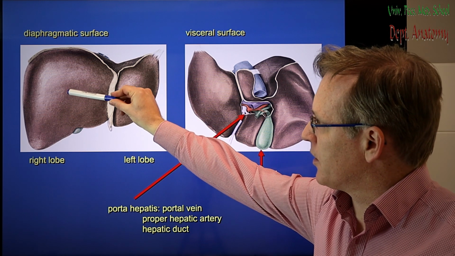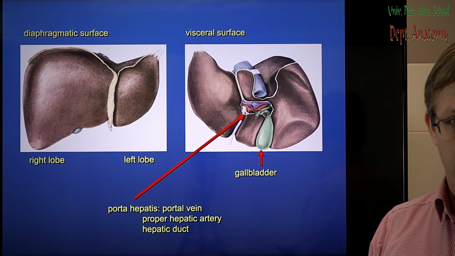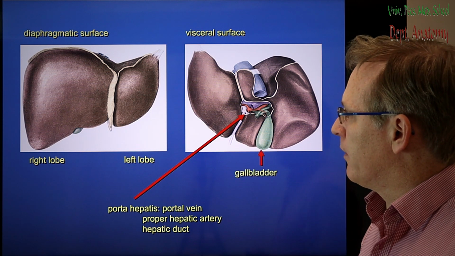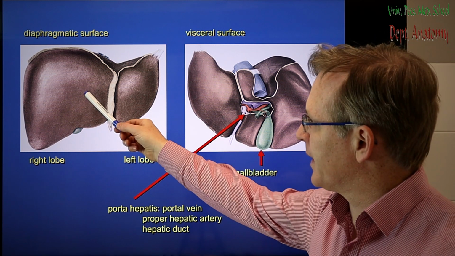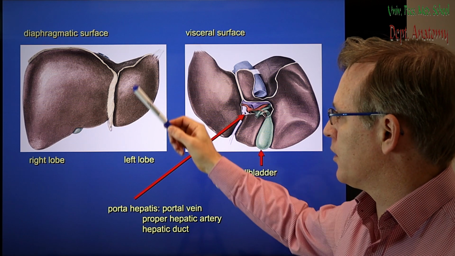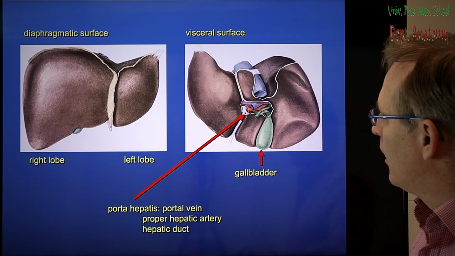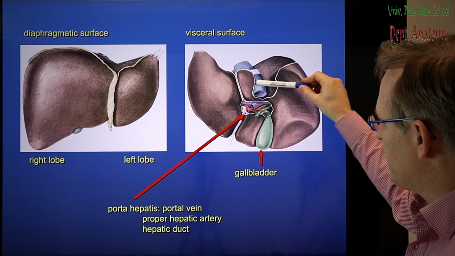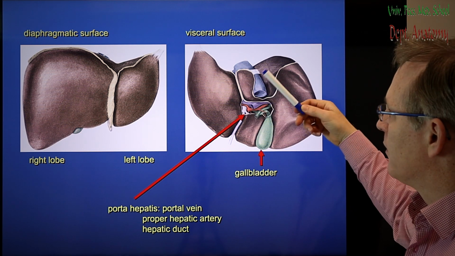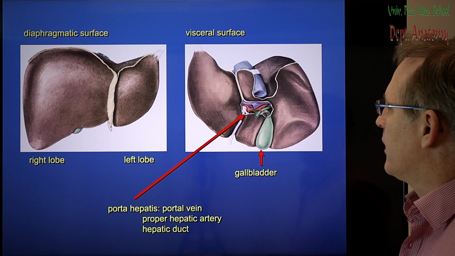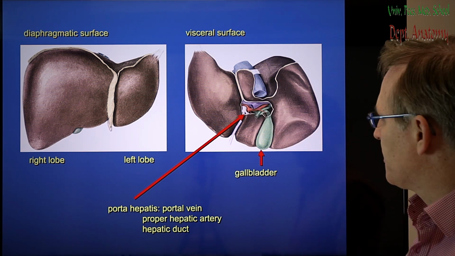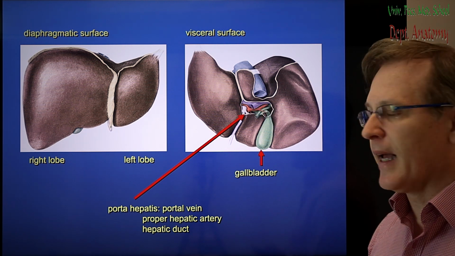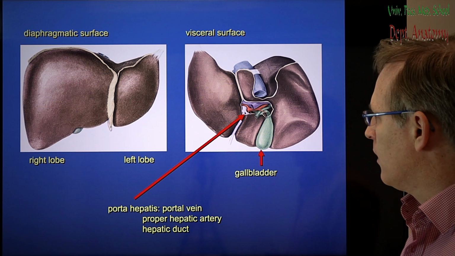The diaphragmatic surface is covered by the diaphragm, and one of the double layer of the peritoneum divides it into two lobes, the bigger right lobe and the smaller left lobe. The inferior surface faces the abdominal organs or viscera, so the name of the inferior surface is visceral surface. In the middle of the visceral surface we have a gate of the liver, or porta hepatis.